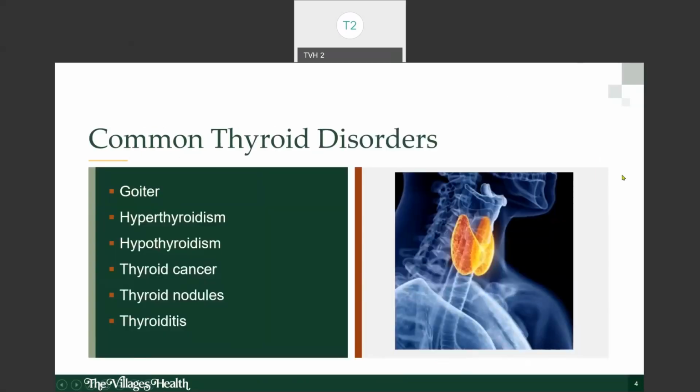So some common thyroid disorders that we see and that we hear of are thyroid goiters, hyperthyroidism, hypothyroidism, thyroid cancer, thyroid nodules, and thyroiditis. During this presentation, we will discuss all of these that we have on the screen. We'll go over what they are, some of the signs and symptoms, as well as some more information on them.